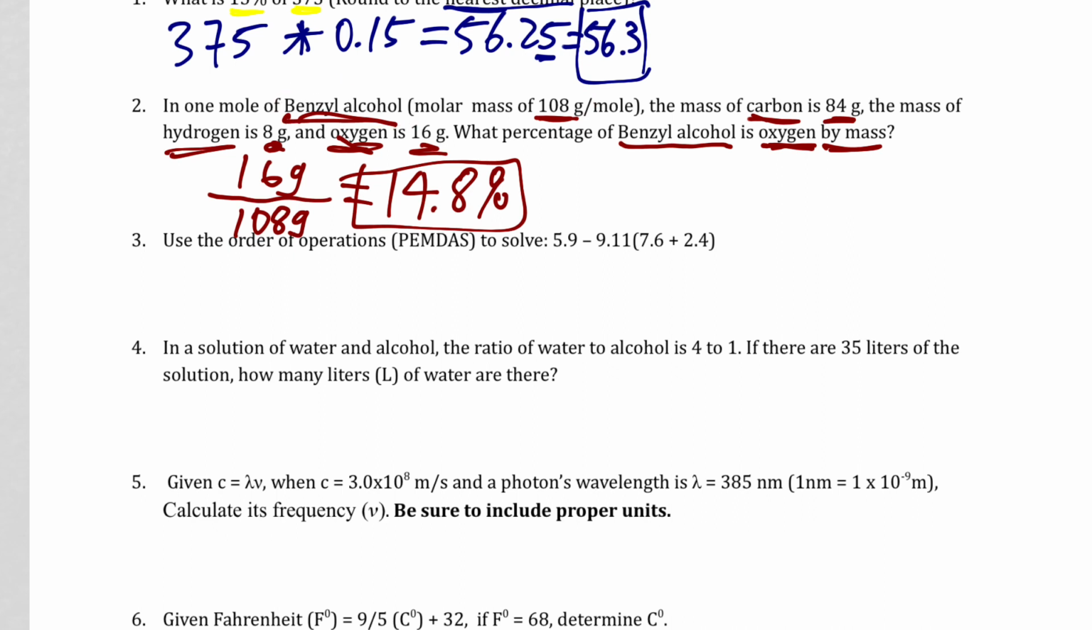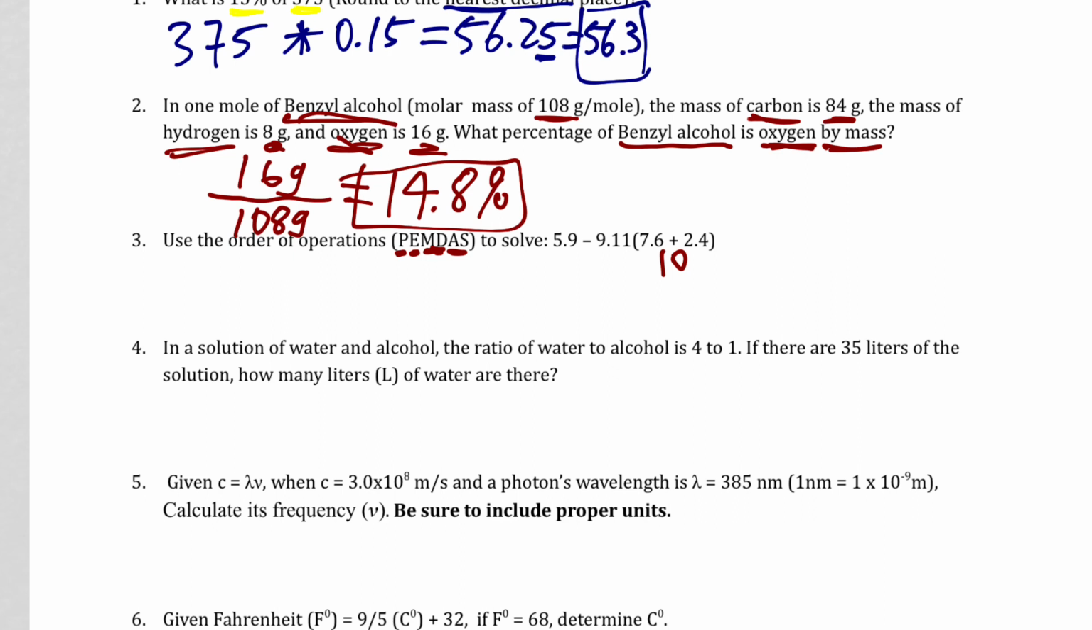Next up, you have the order of operations. This is just to test to see if you know how to do the calculations for the order of operations. So remember that the PEMDAS is parentheses, exponent, multiplication and division, then addition and subtraction. So this part needs to happen first, which comes out to be about 10, because 7.6 plus 2.4 should be about 10.